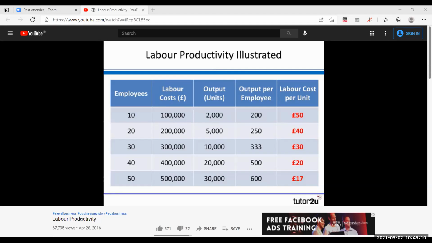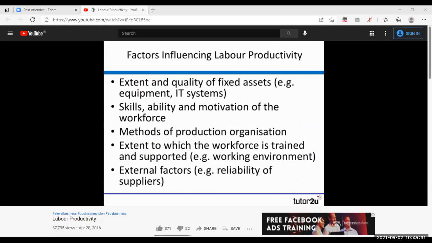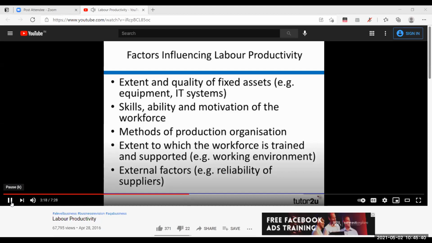That's just an example of how unit costs, and in particular labour cost per unit, can change depending on the different productivity levels of the labour force. And the key thing to remember about labour productivity is that link between the productivity rate, usually measured in terms of output per unit or output per employee, and labour costs. Now, there are a variety of factors that will influence the level of labour productivity. Not all of these will apply in every business, of course.